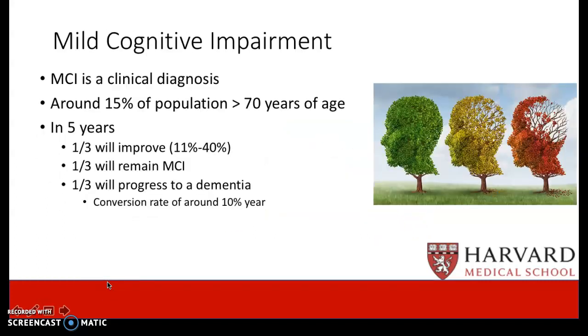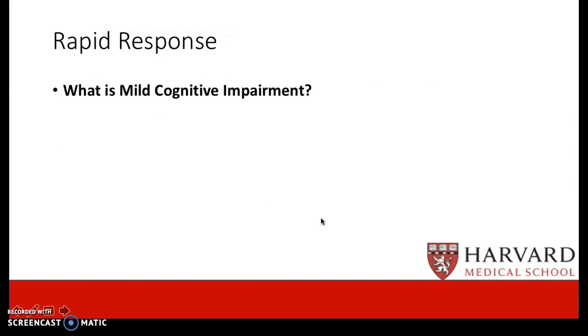So let's talk about mild cognitive impairment again. It's a clinical diagnosis, so we make it based on a MoCA and physical exam findings. It affects about 15% of the population, which is pretty high, in people more than 70 years of age. But in 5 years, some of that 15% will improve, especially if their mild cognitive impairment is due to strokes and other things. If they clean up their diet and exercise, 1/3 can improve. 1/3 will just stay stuck at MCI, and 1/3 will progress to dementia, which can be devastating.